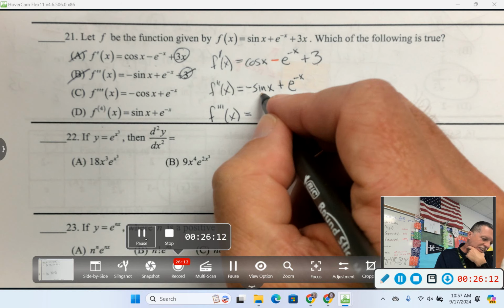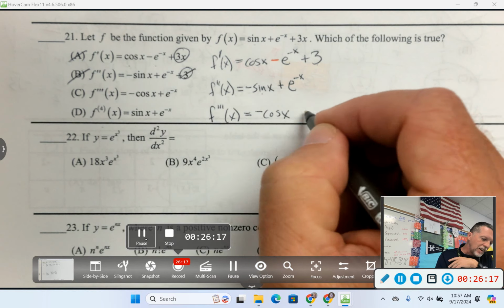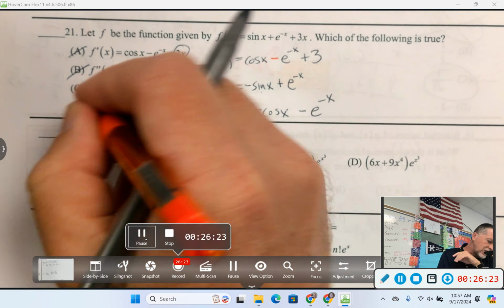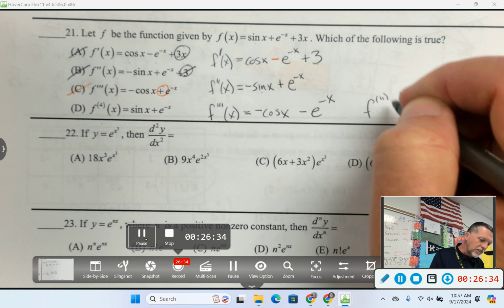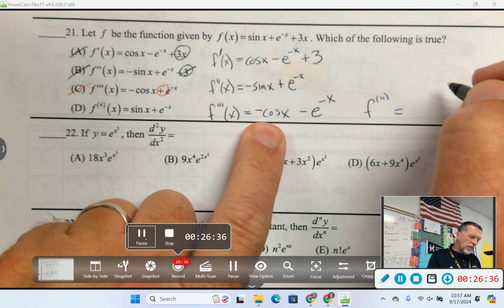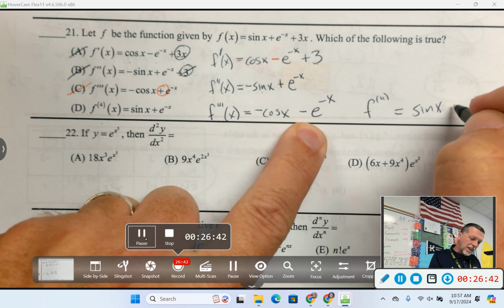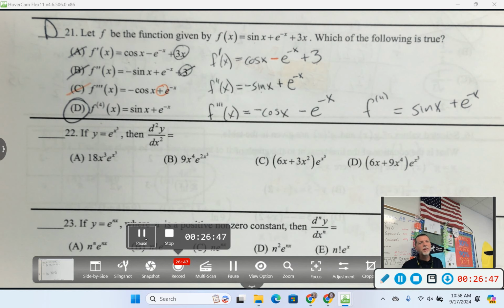Derivative of sine is cosine, but the negative's already there. Minus e to the negative x. Stop it already, people. Come on. So I'm pretty sure, process of elimination, it's d. If we really want to go next level, then maybe we actually take the fourth derivative. Derivative of cosine is negative sine, but negative negative makes a positive. What a terrible problem. Make you do 4 derivatives to confirm that it's right.